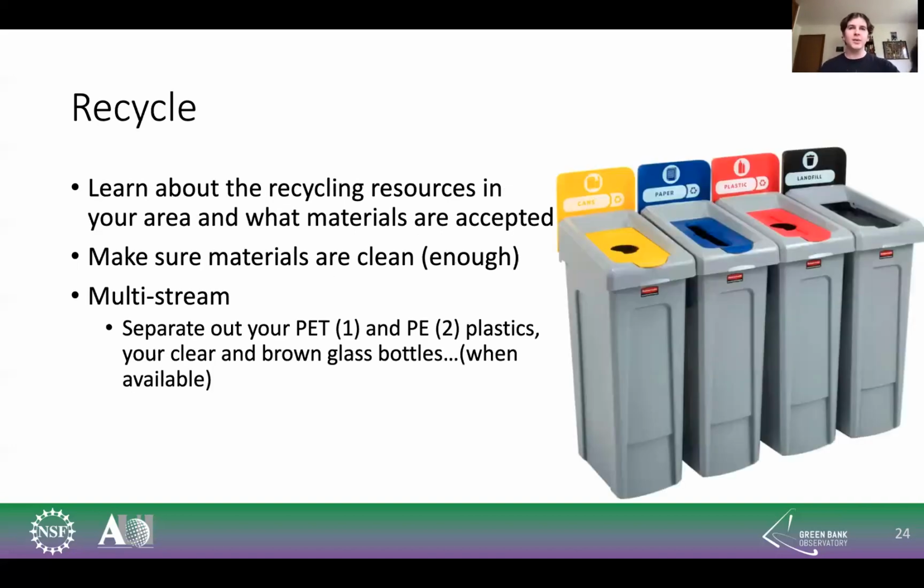And finally, if you cannot do either of the previous, recycle. Recycling can be a complicated process, so try to look into what resources are available in your area and what materials can actually be recycled, whether it be through single stream or multi-stream. And if you're doing it, then make sure to separate your PET ones from your 2 plastics, your clear, your green, your brown glass bottles when possible.